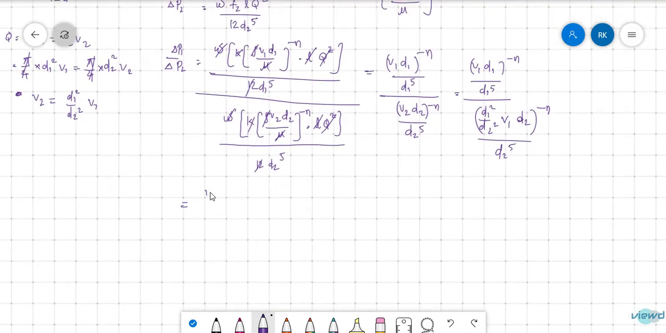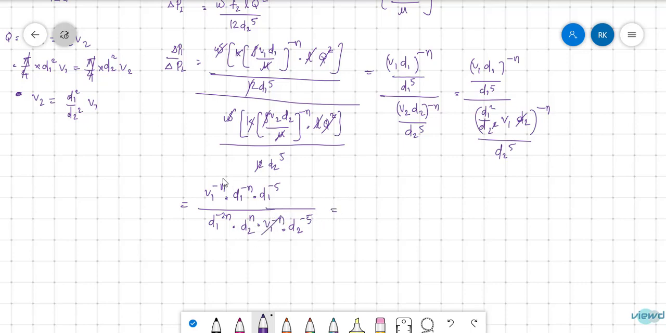Now v1 power minus n, d1 power minus n. Taking this d1 power 5 to upside, that will be d1 power minus 5 divided by, here d1 and d2 get cancelled, and d1 power minus 2n into d2 power. Here d2 goes upside and the d2 power minus 1, so it becomes d2 power n into v1 power minus n, and this one also goes upside and d2 power minus 5.